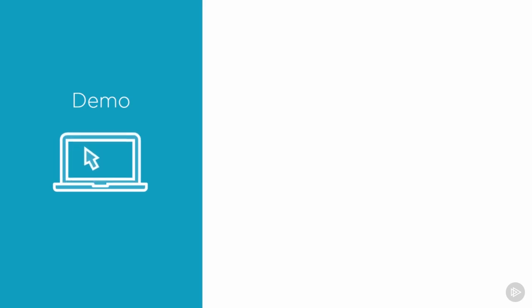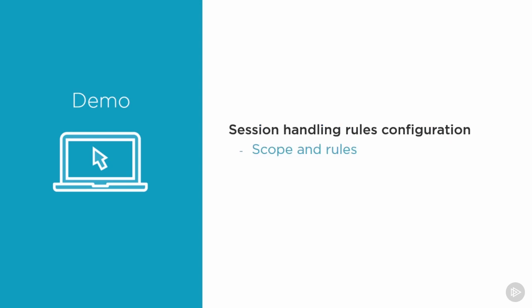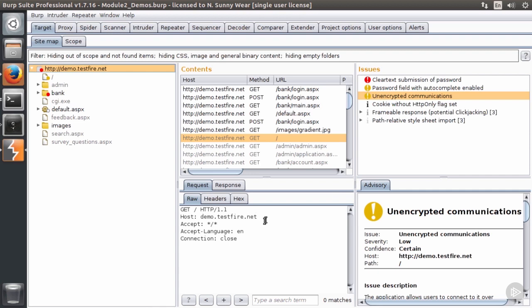So now let's go ahead and dive right in to look at our session handling rules configuration, both the scope as well as how we can add or manage our rules, as well as a look at the Sessions Tracer. In this demo, we want to see how Burp can help us to build our macros.